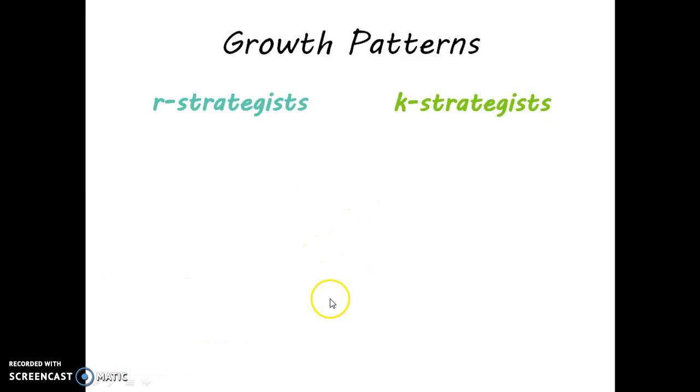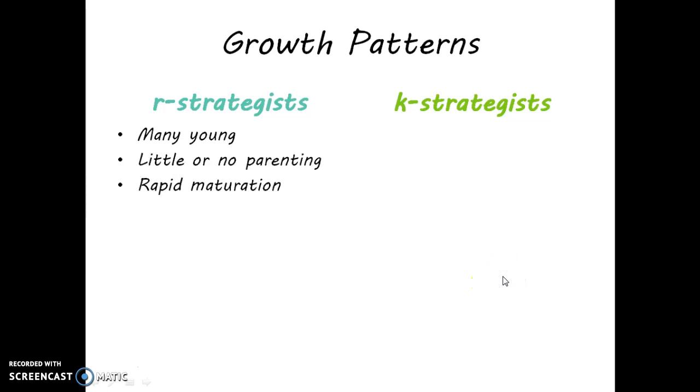All right, next up is some growth patterns. So there's a couple of different types of strategies that animals or plants are going to use, and we can look at them and how those populations grow. The first are R strategists. These kinds of organisms produce many young. There's little or no parenting, and the young mature very, very rapidly. They are small when they're born, and these organisms only reproduce once.